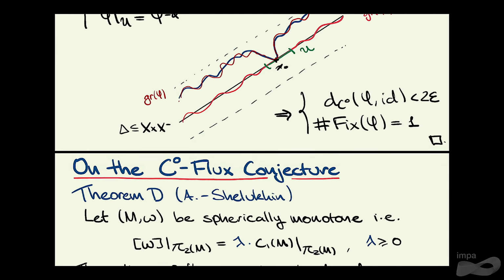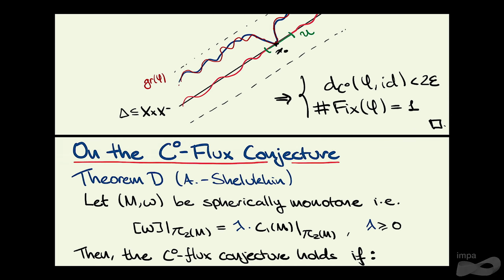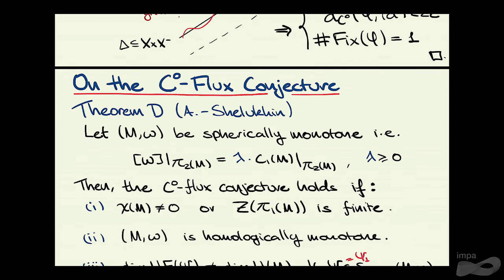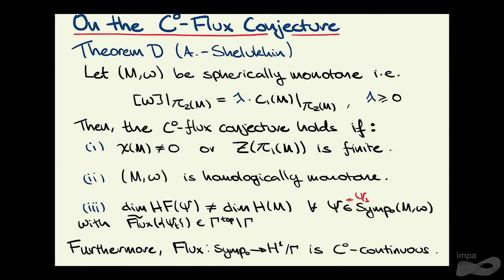Now, I promised some new cases of the C0 flux conjecture. So here it goes. This is a different story. It does not follow from the discreteness of gamma 0, but in any case, as part of the same work, we can also achieve these new cases.